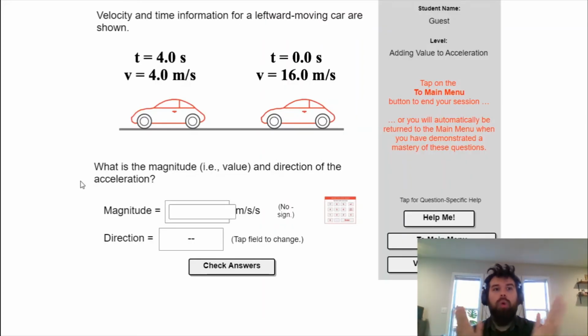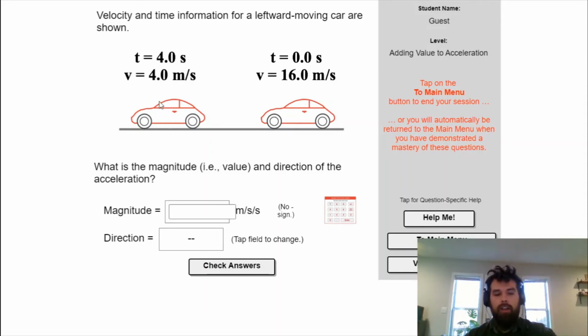Oh, it's another car one. So, velocity and time information for a leftward moving car are shown. All right, so we're at the left, so we start over here at time 0, and we're going 16 meters a second. And then we move to the left, slowing down to 4 meters a second over 4 seconds.